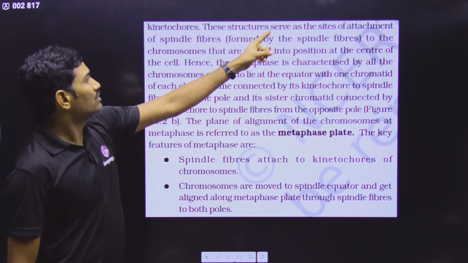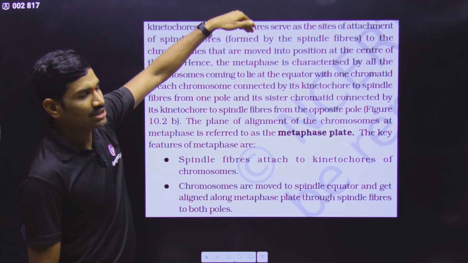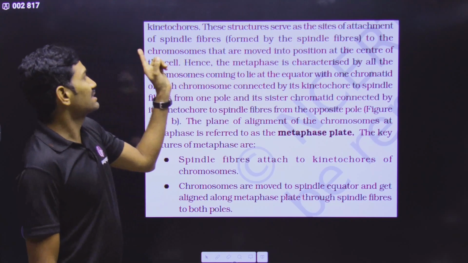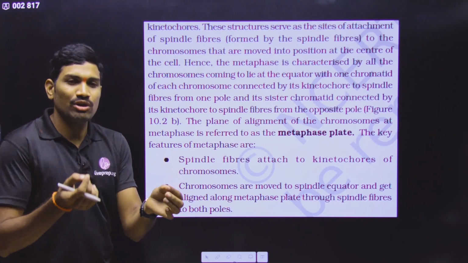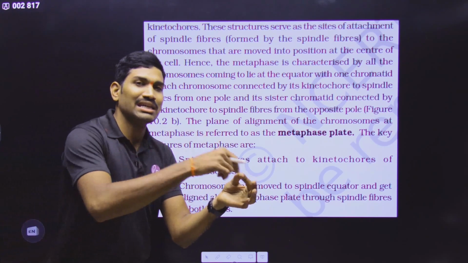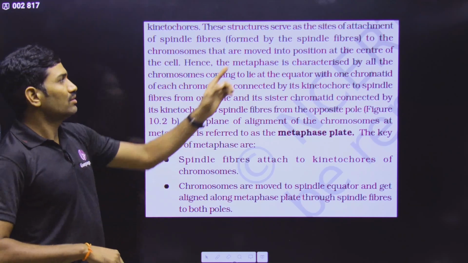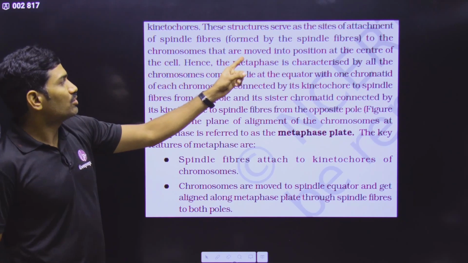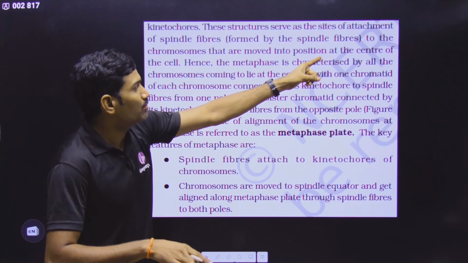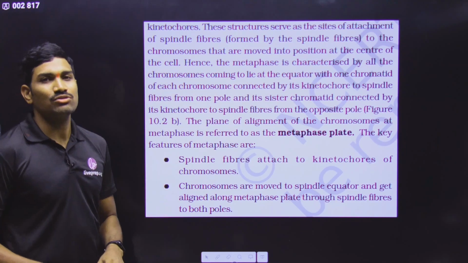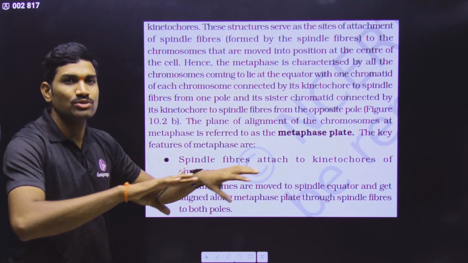Okay, so these structures, kinetochores, serve as the sites of attachment of spindle fibers. That means, even though you are saying that spindle fibers are attached to the centromere, originally they are attached to the kinetochores of the centromere, to the chromosomes, and they are moved into the position at the center of the cell. So in this way the spindle fibers are pulling all these chromosomes to the center of the cell.